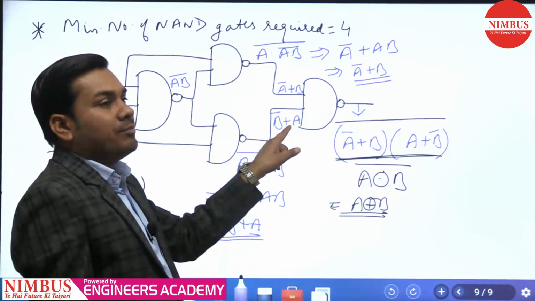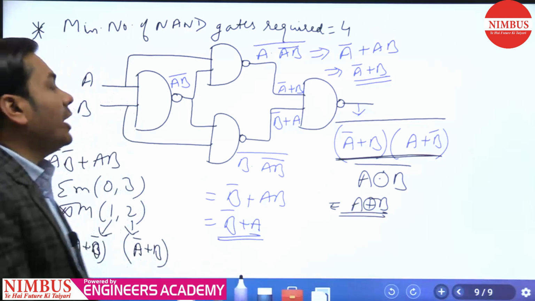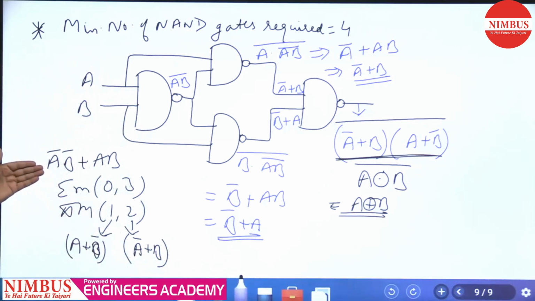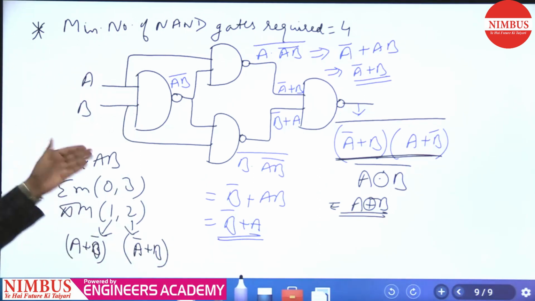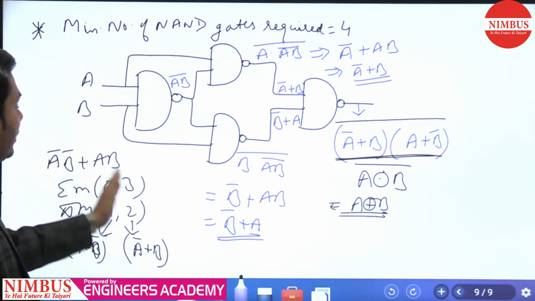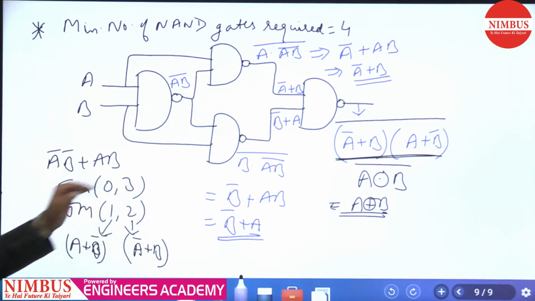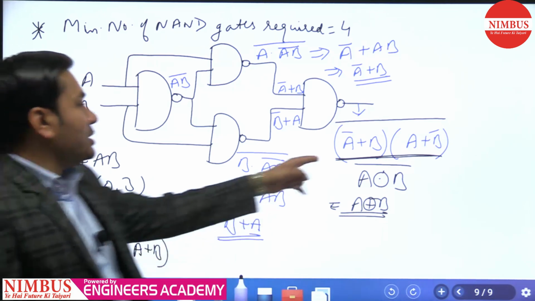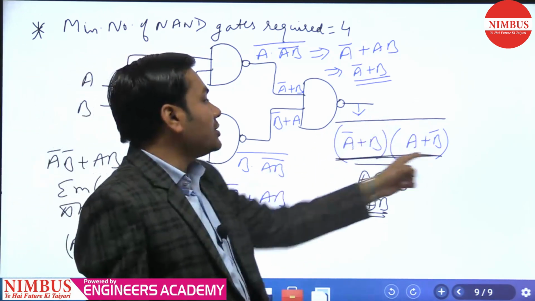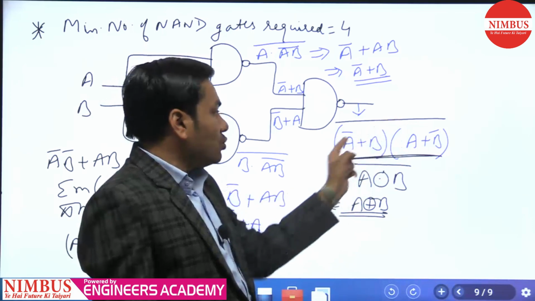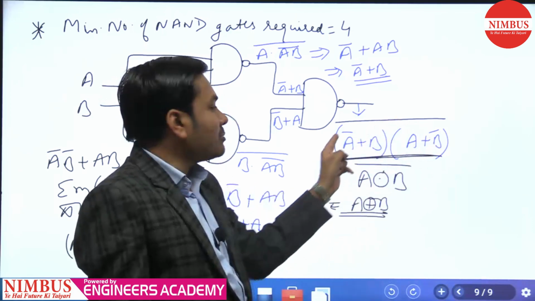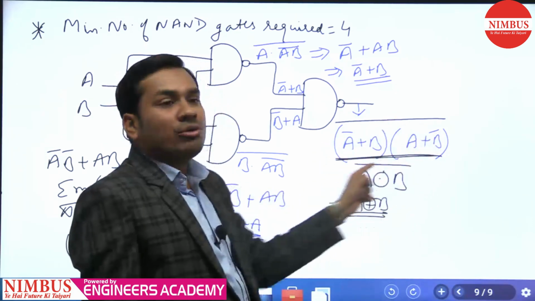And for the XNOR gate we are having the SOP expression, that is A bar B bar plus AB. That means having the minterms 0 3, then the maxterms are 1 2. For the maxterm 1 we are having A plus B bar, and for the 2 we are having A bar plus B. So that is our final expression, the POS expression of XNOR.